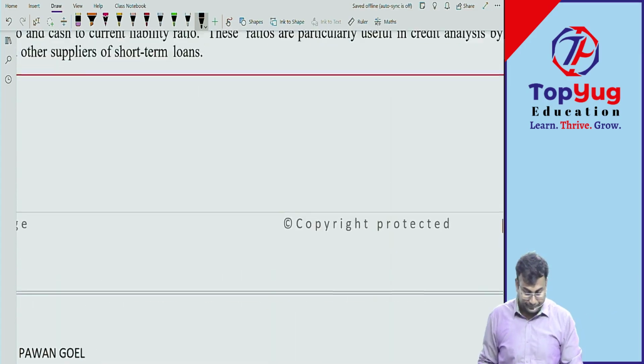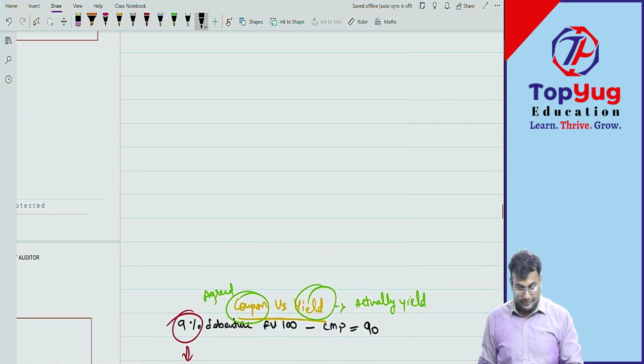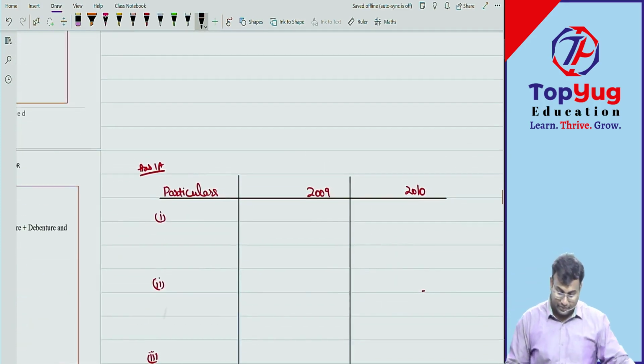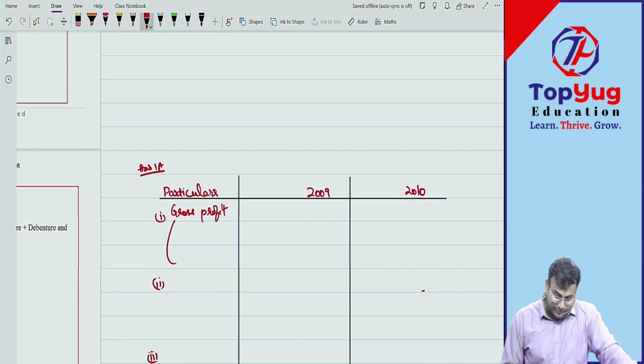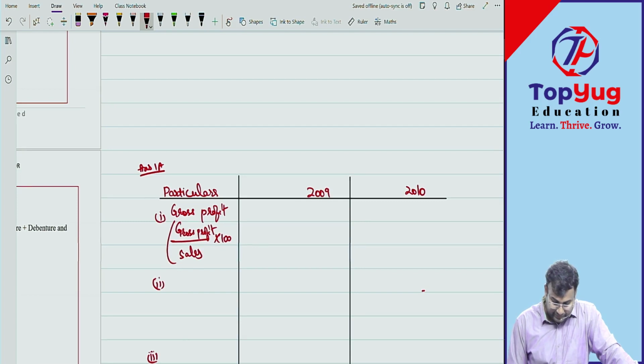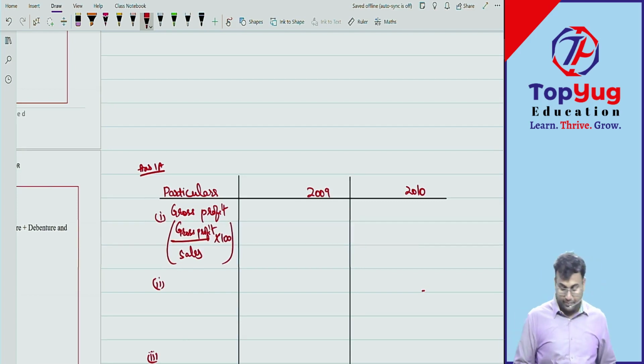Right, write down. First ratio, gross profit ratio. All the profit ratios are generally in percentages, so we multiply by 100: gross profit divided by sales.